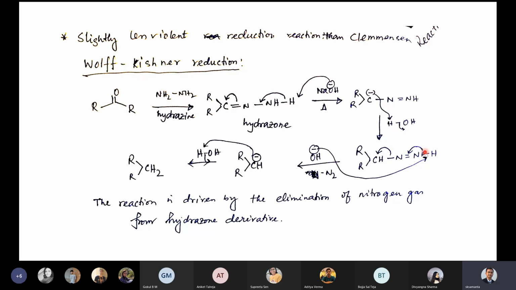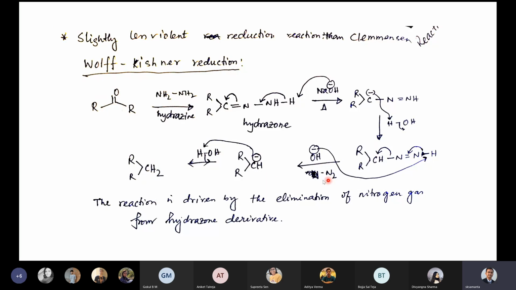So this bond comes here, and this CN bond now breaks, so that you get nitrogen, N triple bond N, that is nitrogen, that forms in the medium. Okay, and then CH minus again takes a proton from the water to get RCH2R. So basically from RCOR to RCH2R is the reduced product.